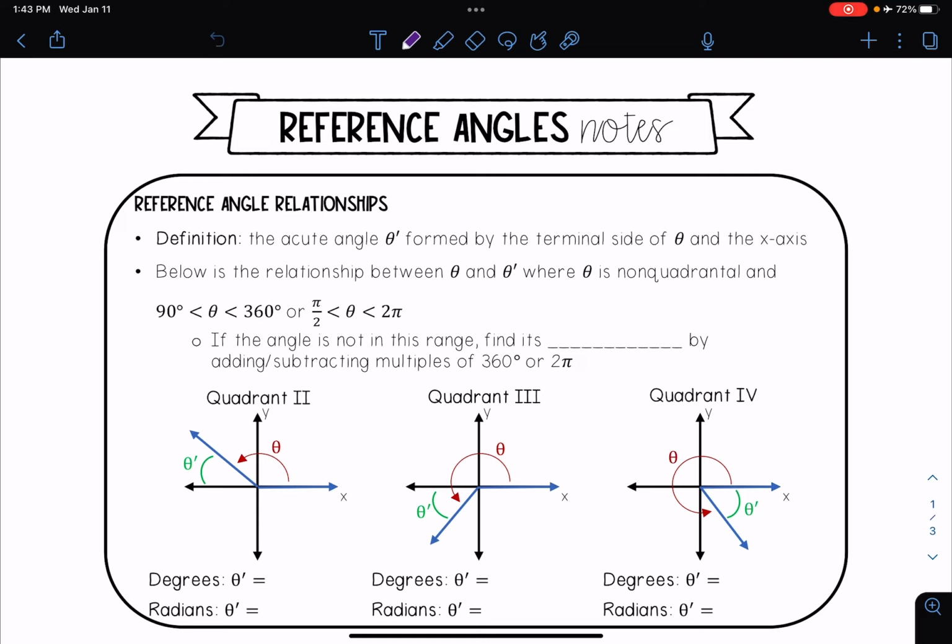And the definition of a reference angle is the acute angle theta prime formed by the terminal side of theta and the x-axis. And below is the relationship between theta and theta prime, where theta is non-quadrantal and between these ranges. And so remember, non-quadrantal means it is not a multiple of 90 degrees or pi over 2. And if we're looking at degrees, our angle has to be between 90 degrees and 360 degrees, or if we're looking at radians, that equivalent is pi over 2 and 2 pi.